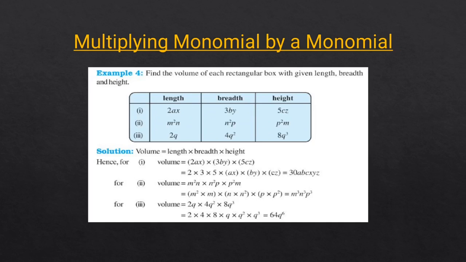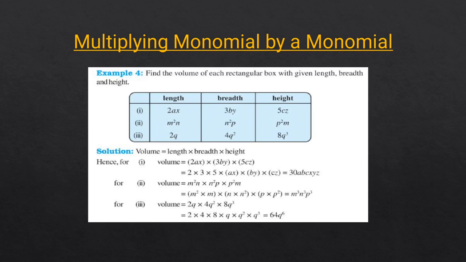Multiplying a monomial by a monomial. Here, let us take an example to understand it more clearly. The question says, find the volume of each rectangular box with the given length, breadth, and height. Here, let us take the first example.